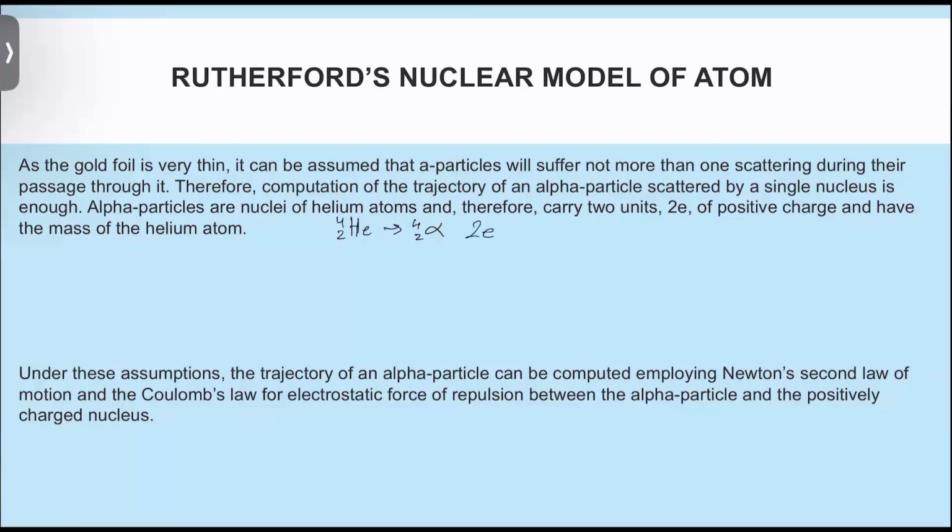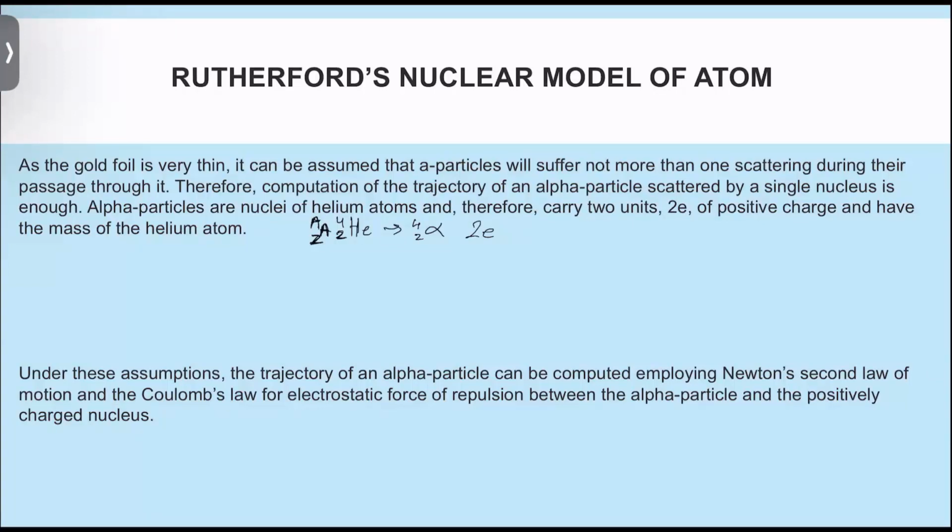This is actually 2 units, so we are going to consider it as 2e. Here 4 is the atomic mass number and 2 is the atomic number, A and Z, for the element we are considering. Z is the atomic number and A is the atomic mass number. So we are going to consider 2 units of positive charge for the alpha particle, that is 2e.